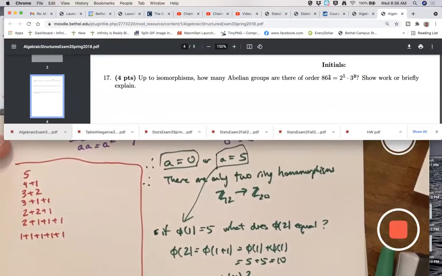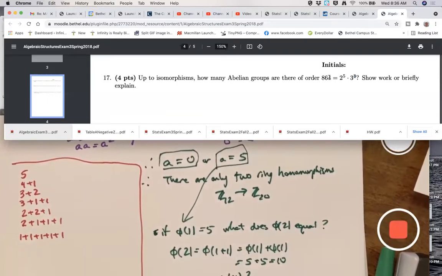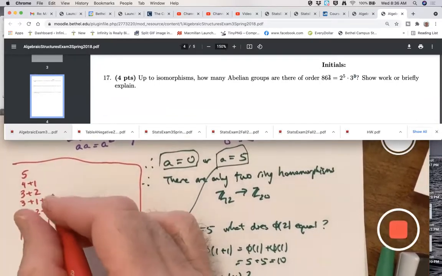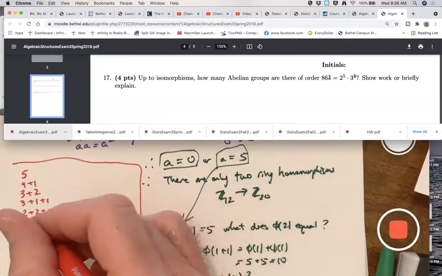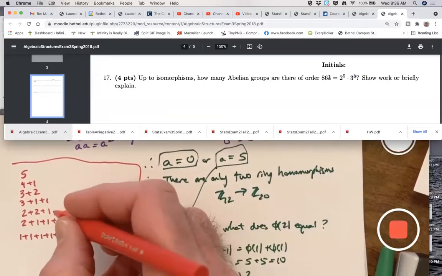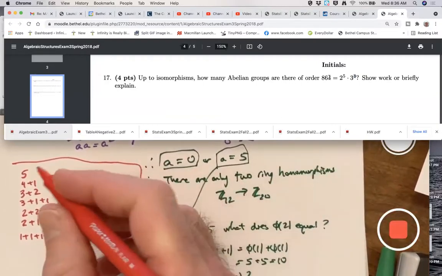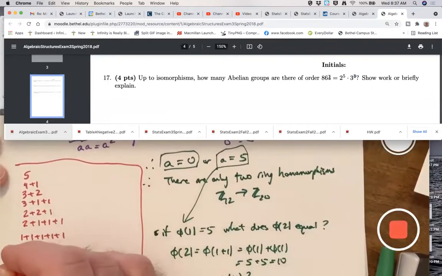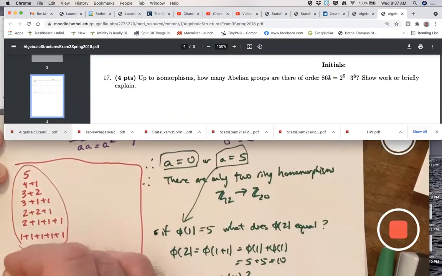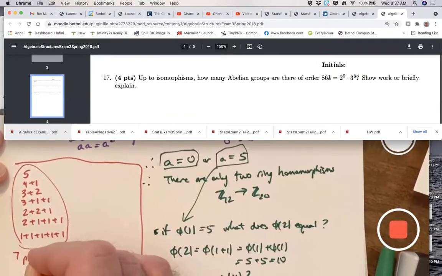It always feels a little worrisome about whether I've found all of them here. I've been systematic about it here. Yeah, it's going to be all of them. Again, I don't have to write 2 plus 3 because that's already taken care of with 3 plus 2. 2 plus 1 plus 2 is equivalent to 2 plus 2 plus 1. How many partitions? 1, 2, 3, 4, 5, 6, 7 of them. 7 partitions of 5.